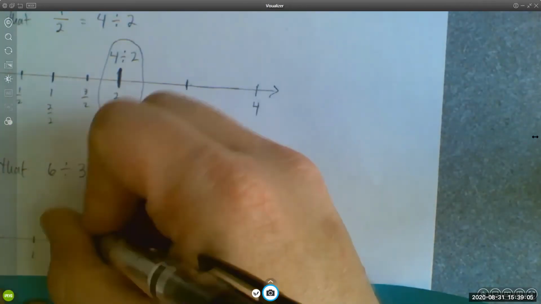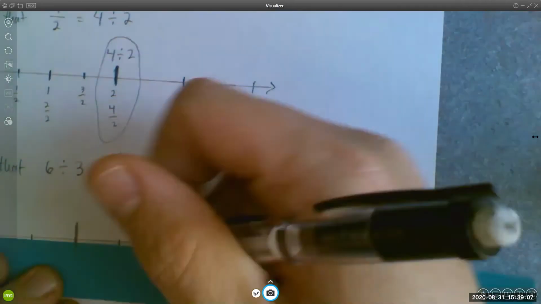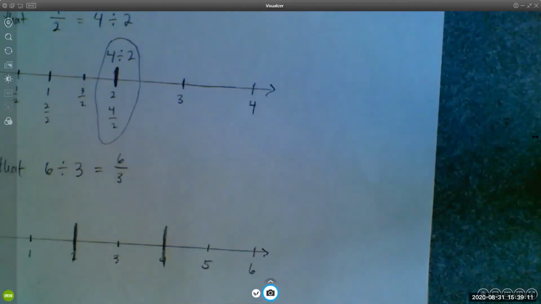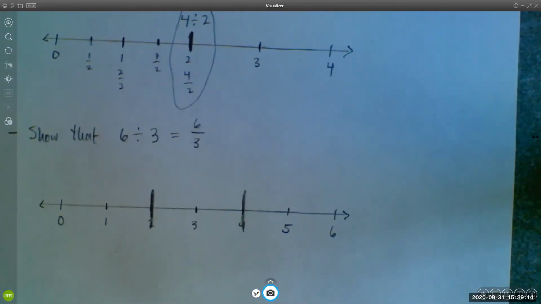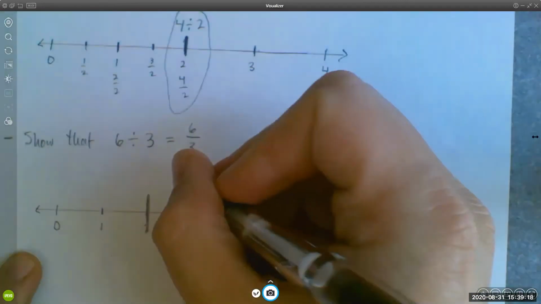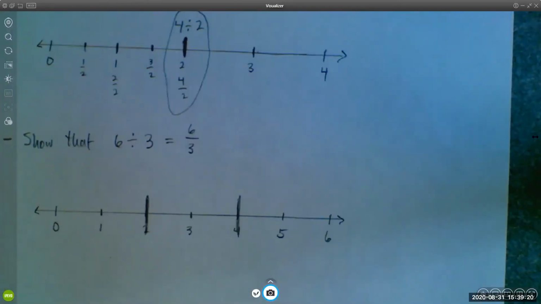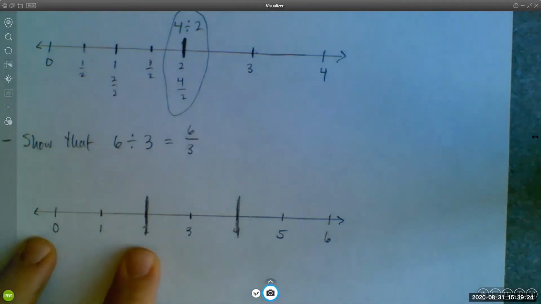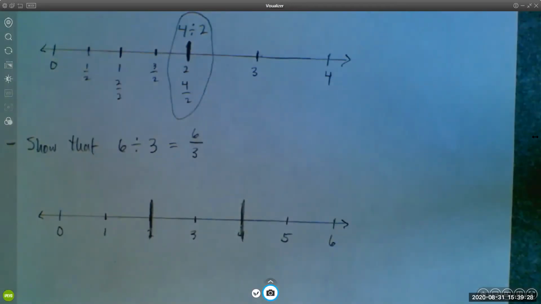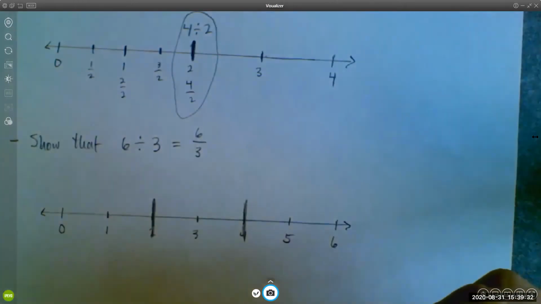Okay, so I get a division there, and then I get a division there, right? That splits the space between 0 and 6 into 3 equal parts, right? 1, 2, 3. What's the length of each of those divisions? Well, this has length 2, this has length 2, this has length 2, so 6 divided by 3 should be 2, right?